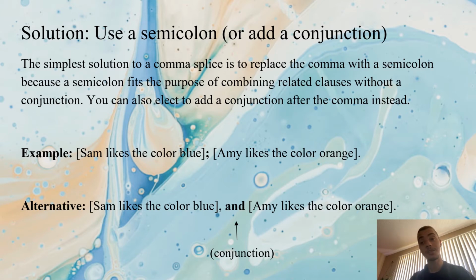If you don't want to use the semicolon, you can instead elect to add a conjunction after the comma. As I said before, commas are usually seen near conjunctions. So the alternative is Sam likes the color blue, and, which is our conjunction here, Amy likes the color orange. And then that would correct the comma splice.